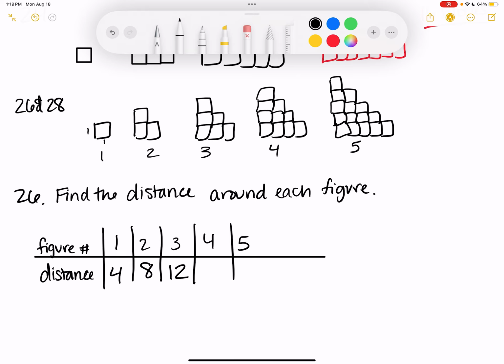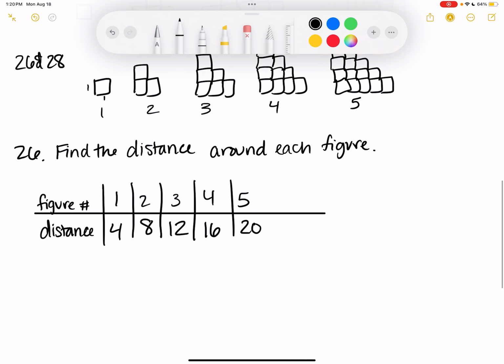And so on and so forth. This one ends up being, I'm not going to manually count it out, but 16. And then this one is 20. So this would be your answer to 26.